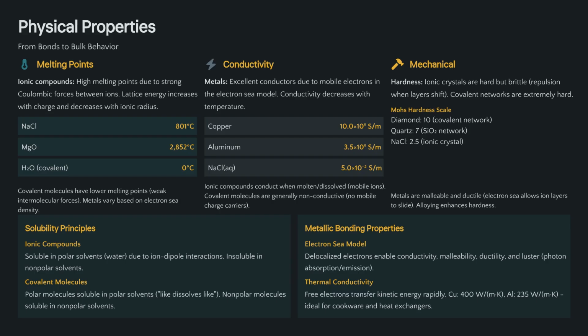Bonding type dictates bulk physical properties. Ionic compounds have high melting points and conduct electricity when molten. Metals are conductive and malleable due to the electron sea. Covalent molecules generally have lower melting points and are non-conductive.